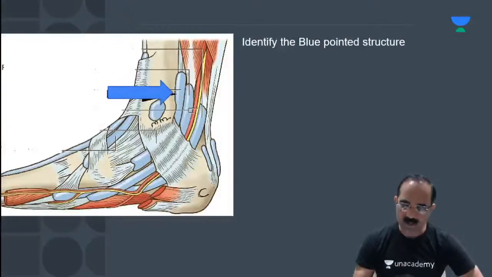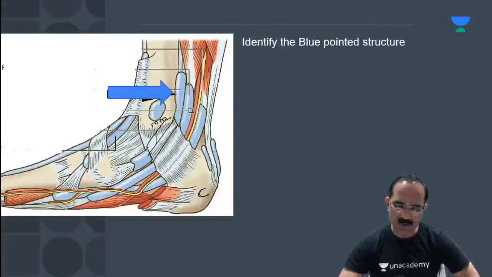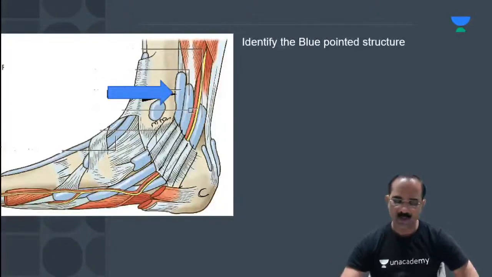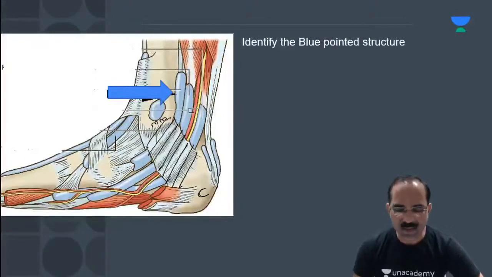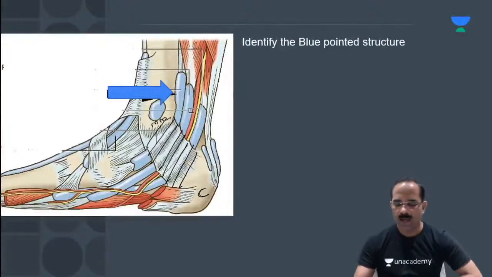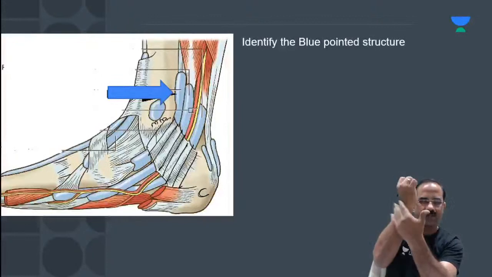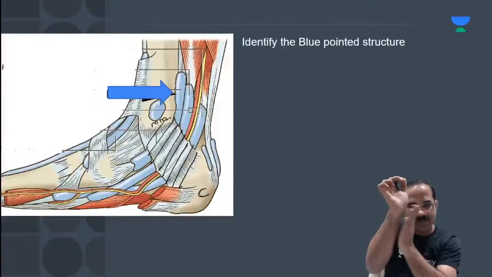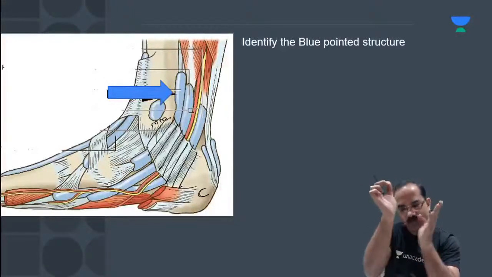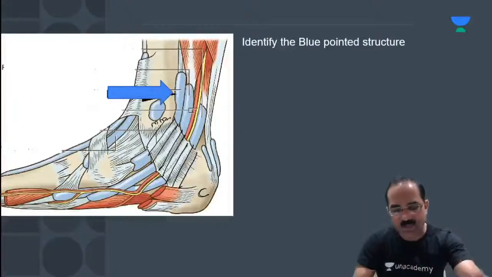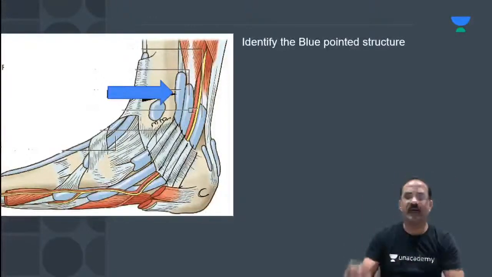This is the calcaneum. What is this that I'm shading? This is the flexor retinaculum. Just like the flexor retinaculum in the wrist, and deep to it are the carpal bones. What is the tunnel deep to the flexor retinaculum? That's the carpal tunnel.